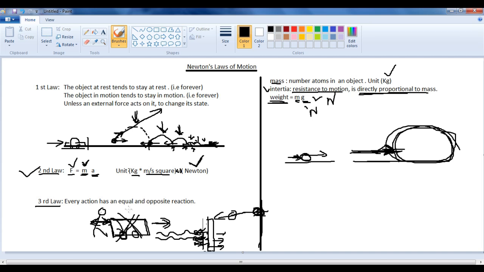Good. And we have understood what is a mass. Mass means number of atoms in an object, and weight indicates mass times gravity. And the unit of weight is Newton, because weight is also force. The inertia indicates resistance to motion and is directly proportional to the mass. So hope you guys have understood all the concepts. Let me select this and delete.